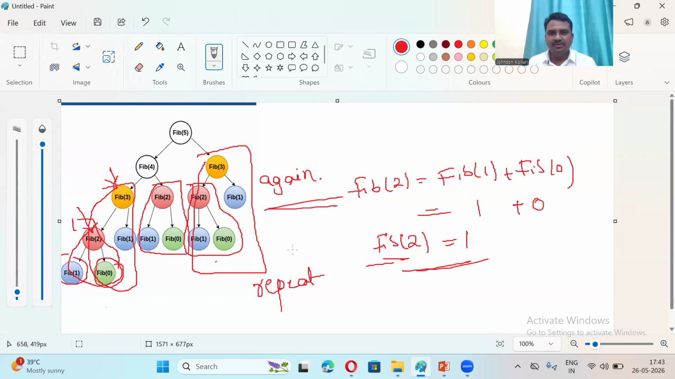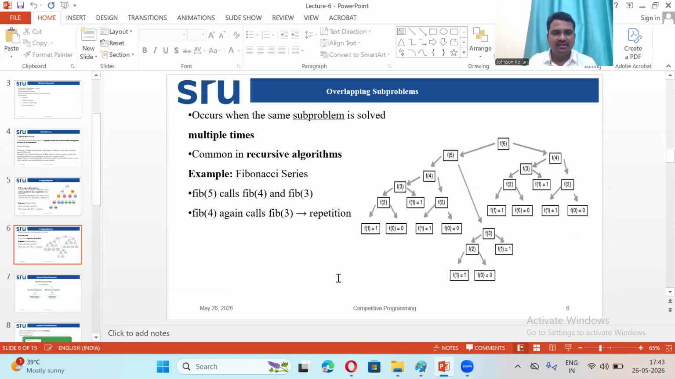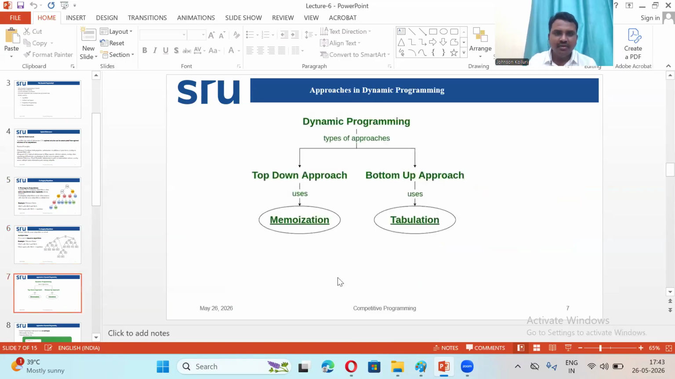Using dynamic programming, we can solve this problem. Let's see this example. Fib5 calls Fib4 and Fib3. Then Fib4 again calls Fib3. A repetition. Here you can see the example: Fib5 calls Fib4 and Fib3, and Fib4 again calls Fib3. Here the repetition occurs. For solving this problem, we are using dynamic programming.